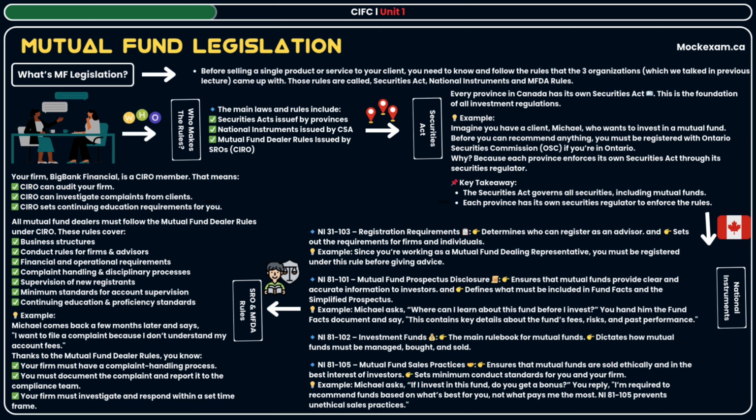You don't have to memorize the roles and jobs of each of these sets of rules. No, you just need to know that, okay, the Securities Act is for provinces, national instruments are for the CSA, and some of the important national instruments are these. And then we have MFDA rules, which are for mutual fund dealers. Just the holistic view, okay? Nobody expects you to name all of the rules like the MFDA rules.